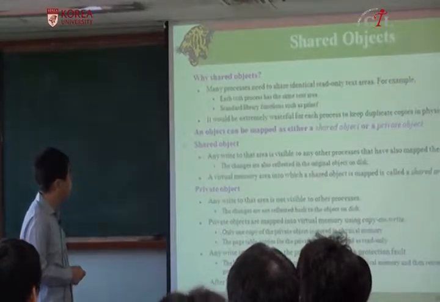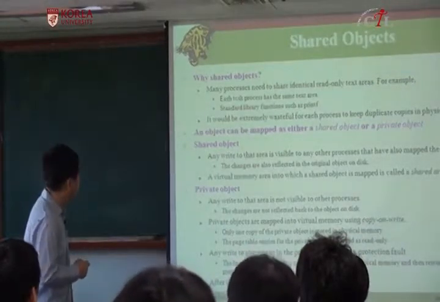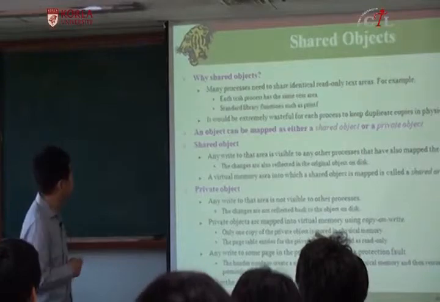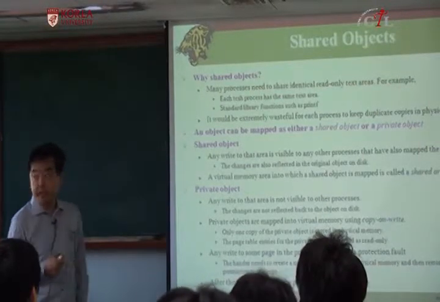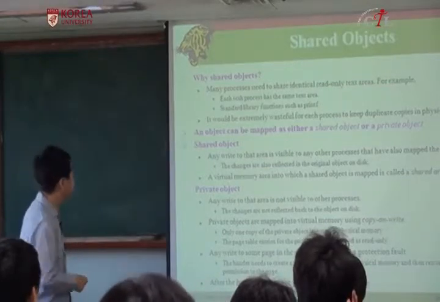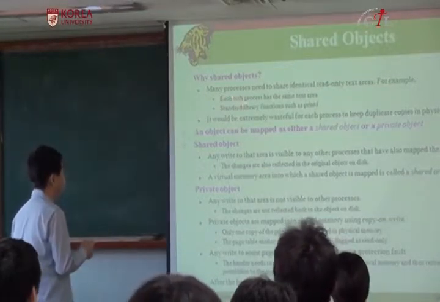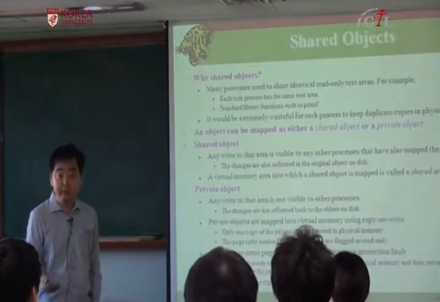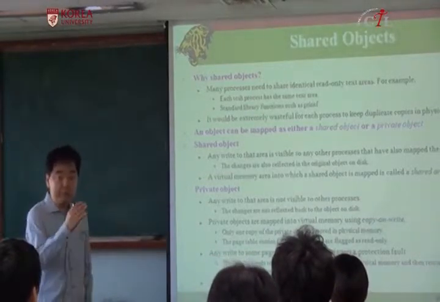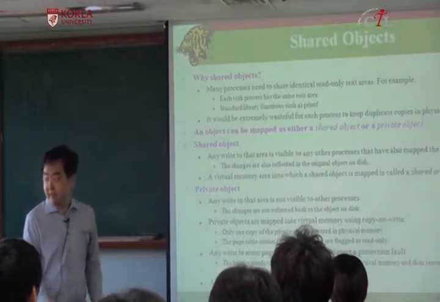Okay, let's look at shared objects. Why shared objects? Many processes need to share identical read-only text areas, as we have discussed previously. For example, each tcsh shell. A shell is a command line interpreter in Linux. It's like a prompt, and you type the command and enter.